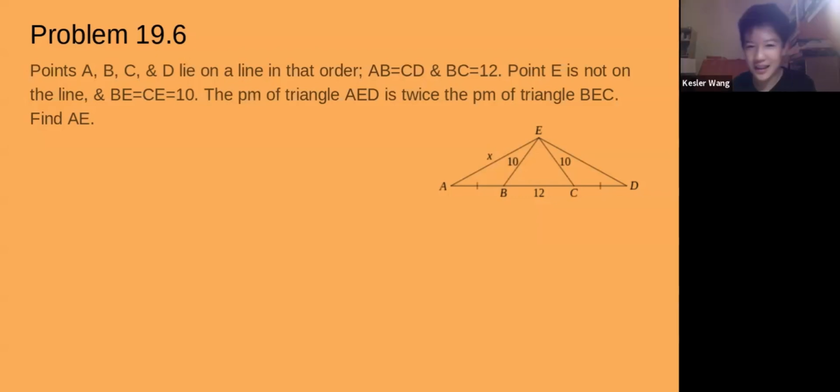Points A, B, C, D lie on a line in that order. AB equals CD and BC equals 12. Point E is not on the line. And BE equals CE equals 10. The perimeter of triangle AED is twice the perimeter of triangle BEC. Find AE.